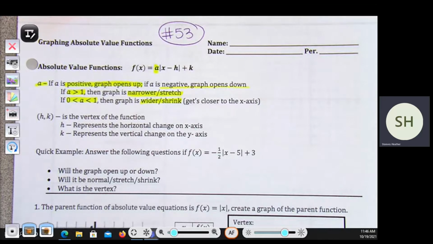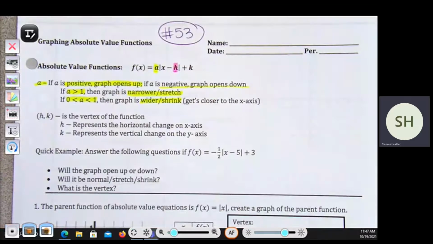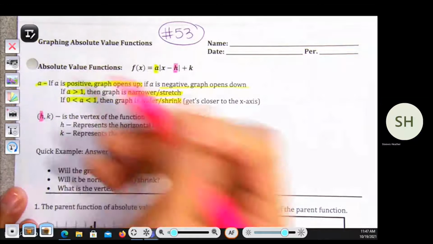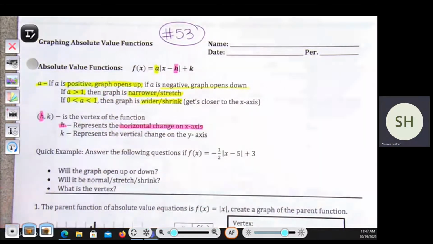Okay, h and k is the vertex. So I want you to highlight h, or if you don't have highlighters, it's fine. h is the horizontal change on the graph, so h represents the horizontal change on the x-axis. That's moving left and right. Your k is your vertical shift, which is up and down. So if in the back it said +3, then you're taking the graph and moving it up 3 units on the y-axis.